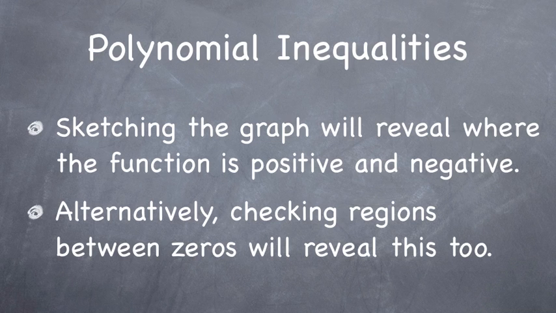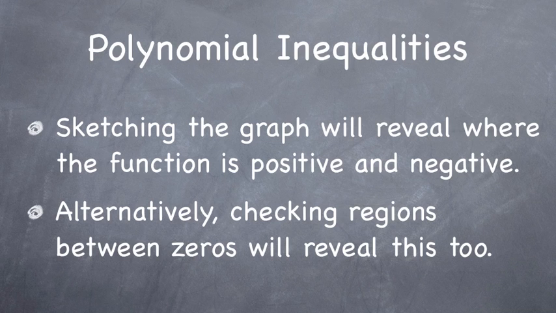have two options. You can either look at what the graph does to figure out where the solution is going to be, or you can look at the zeros, find out where that quadratic is 0, and then check the intervals between the zeros and the two infinite intervals at either end to see if the quadratic is positive or negative there. Polynomials are the exact same way.